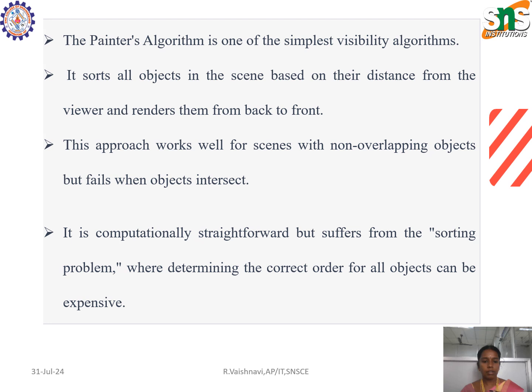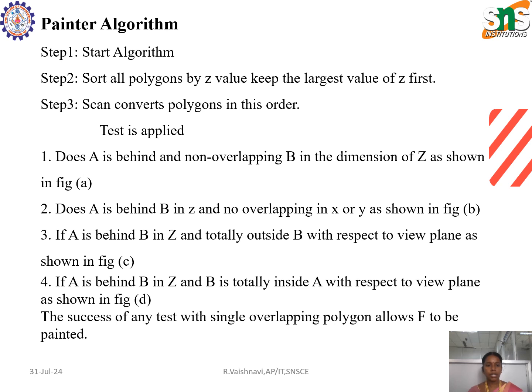Next one, it is computationally straightforward but suffers from the sorting problem, where determining the correct order for the objects can be expensive. Next one is painter's algorithm. We have some steps. First one, start the algorithm. Step 2, sort all the polygons by z value, keeping the largest value of z first. Third step, scan convert the polygons in this order.